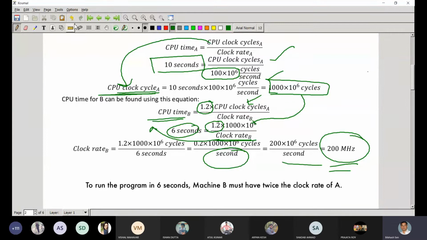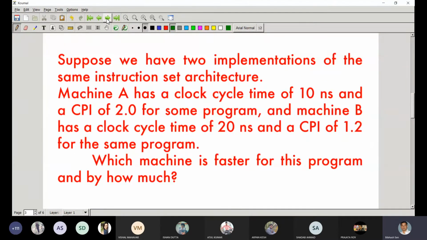Now, just for the sake of a new chapter, because we will start a new chapter today that is very important for all of us. Suppose we have two implementations of the same instruction set architecture. The ISA is the same, meaning the instruction format, number of instructions, all these things are the same, so it does not matter what to count. Machine A has a clock cycle time of 10 nanoseconds, and CPI is 2.